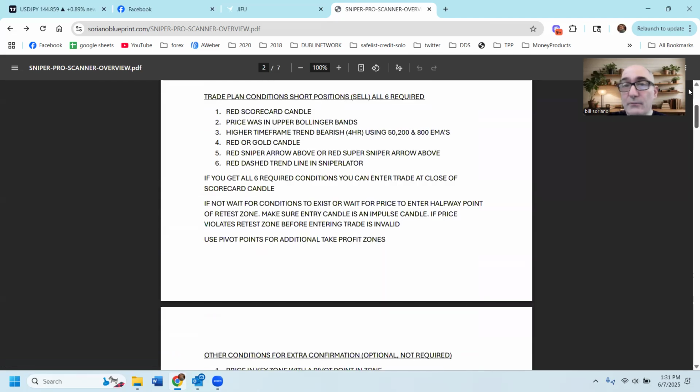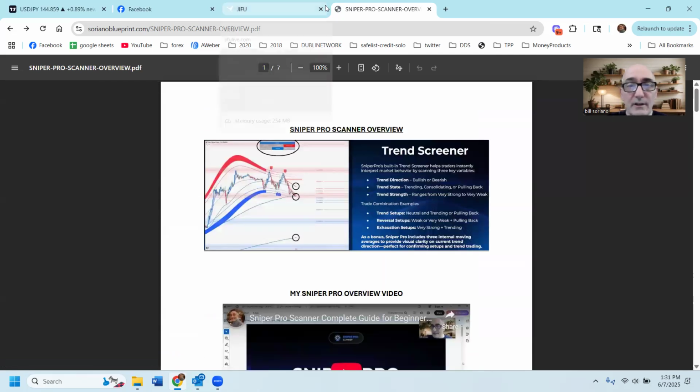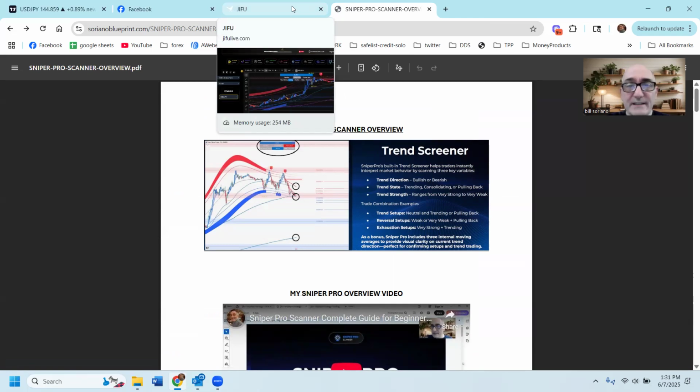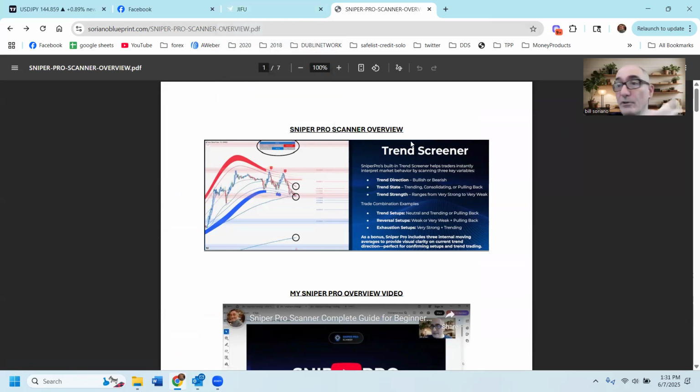Right now I have just 3 PDFs done. So I've analyzed 3 scanners: Golden Era, Sniper Pro, and Quantum. I haven't done a lot with Quantum yet.